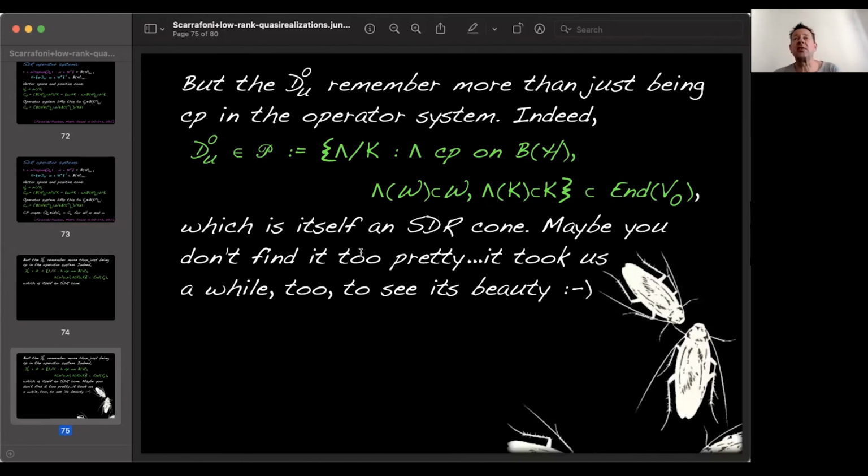Given a quasi realization, how do you even see whether or not it has a quantum realization? Whether it is a quotient of a quantum realization? And if it is, how do you find that? Those are two unsolved problems in full generality.